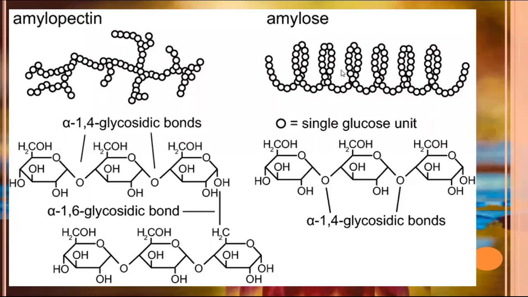Amylose is a homopolysaccharide with a molecular weight range from 10,000 to 50,000. It has alpha 1,4 glycosidic linkages. The glycosidic hydroxyl group of one glucose unit is joined to the fourth carbon of the next unit of glucose.